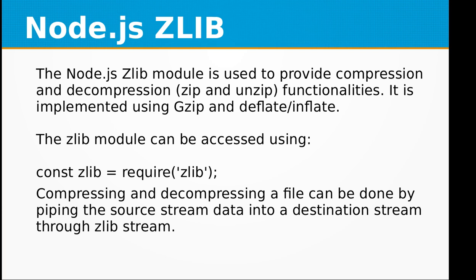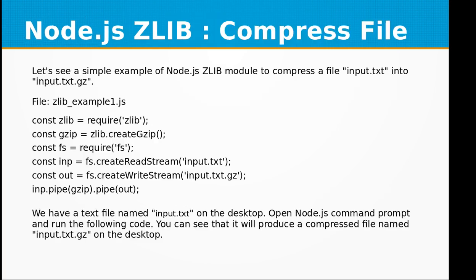Compressing and decompressing a file can be done by piping the source stream data into a destination stream through the zlib stream. Let's see a simple example of the Node.js zlib module to compress a file input.txt into input.txt.gz. Let's create a file zlib_example1.js. For this example to run, we also need an extra file called input.txt.